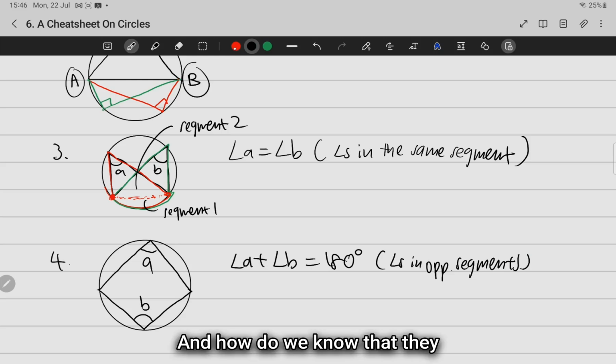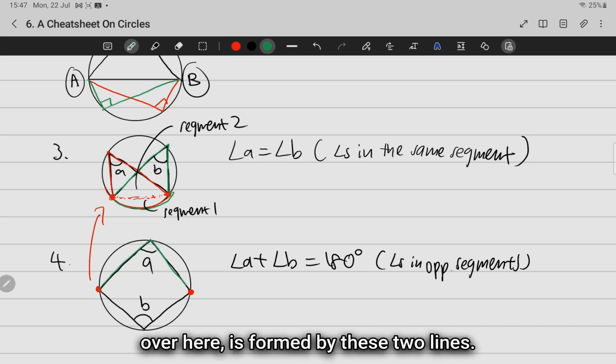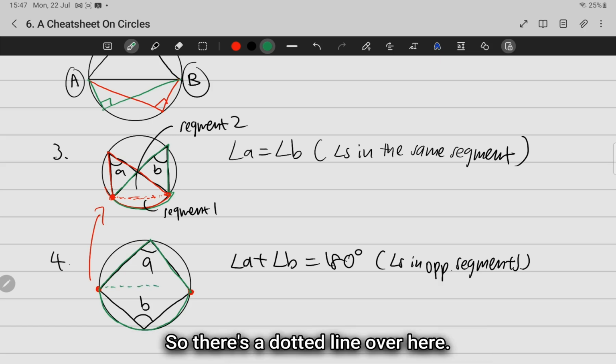And how do we know that they are in opposite segments? First and foremost, they are formed at the same points over here, right? That's true. It's the same as this. They are formed at the same two points over here. However, angle A is formed by these two lines, which is supported by this arc over here. So there's a dotted line over here. Whereas for B, it's formed by these two lines over here, which is formed by this arc over here.